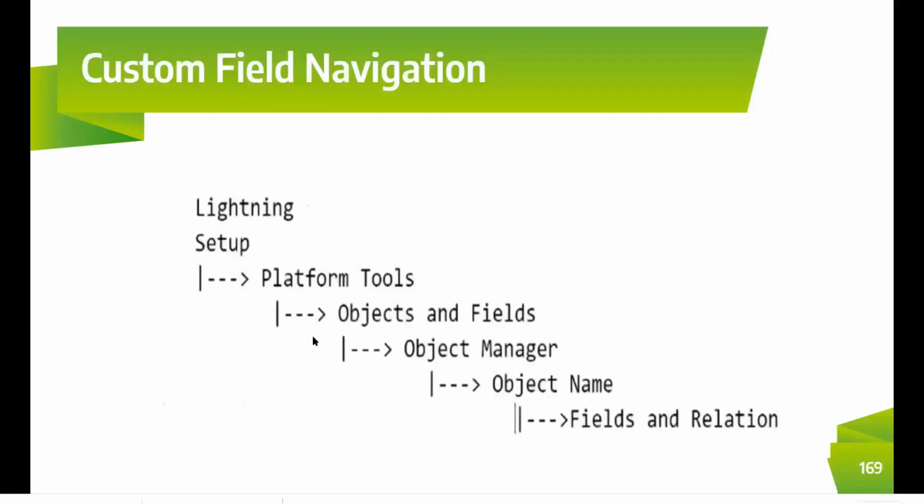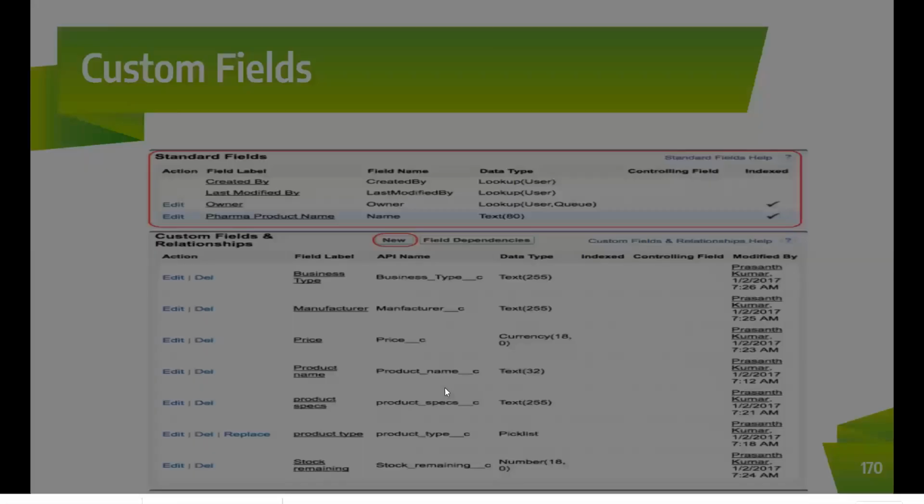These are all called standard fields. So now we are discussing the custom field. In order to create a custom field, we have to go with the navigation: Lightning Setup, platform tools, objects and fields, object manager, object name, fields and relationships. Otherwise, we can go with the shortcut also, right?